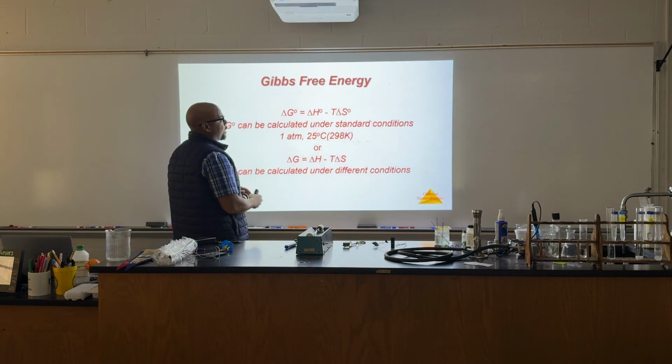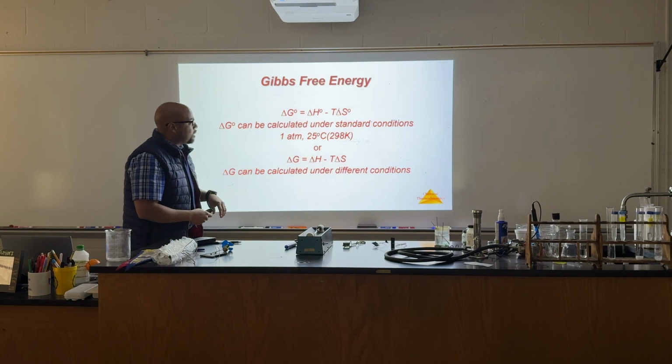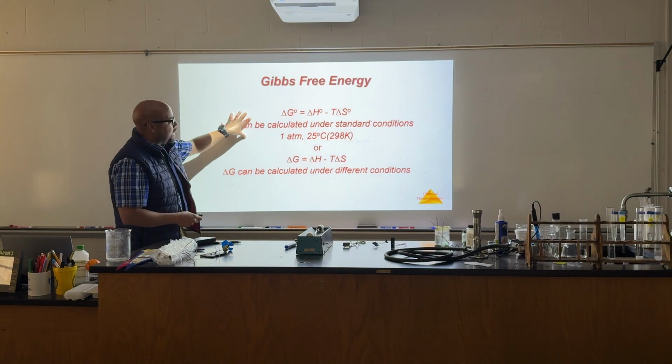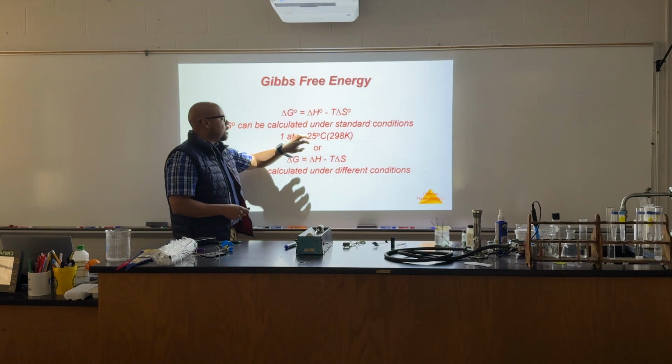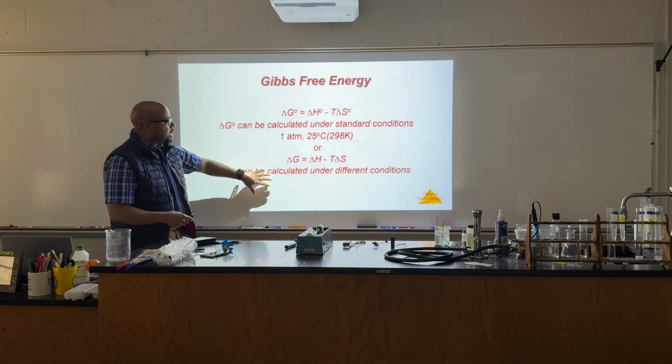Yesterday, we talked about Gibbs free energy, and we talked about its equation. We said delta G is equal to delta H minus T delta S. We said we had two different equations. We had one that's going to deal with standard conditions, for standard conditions, 1 atm, 25 degrees Celsius. And we have one that's going to fall outside of standard conditions.